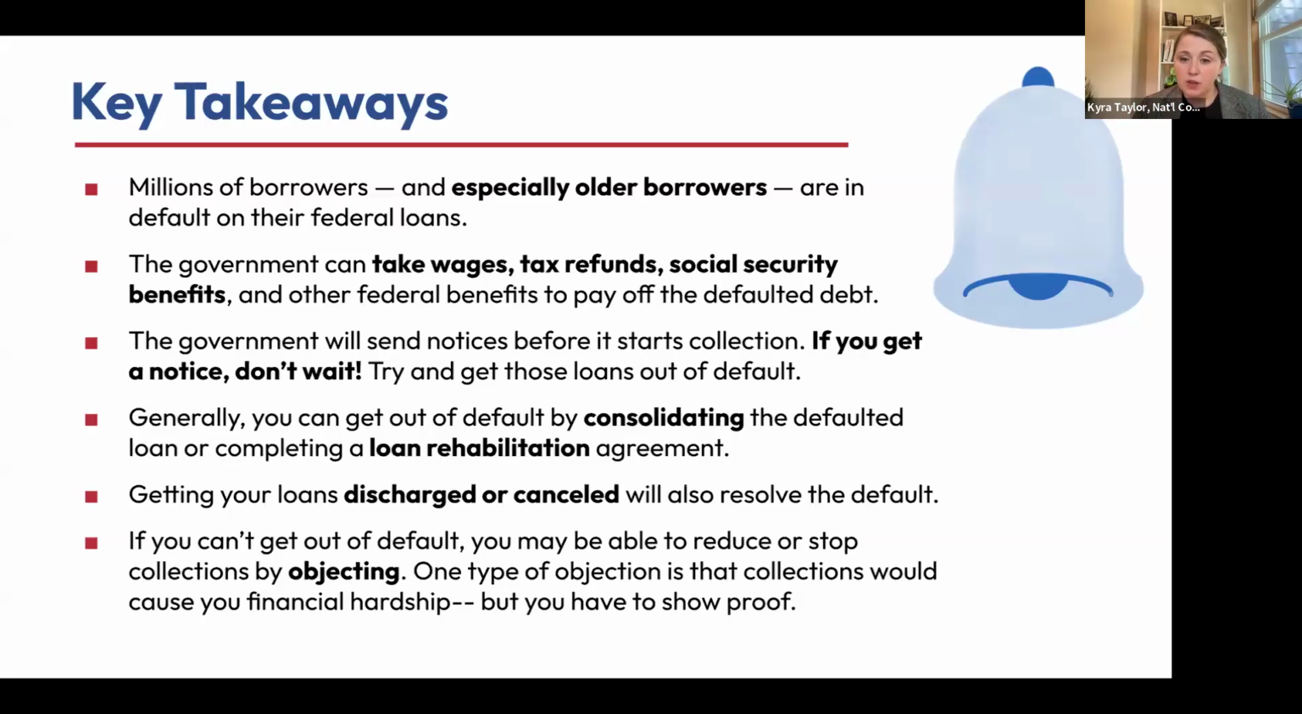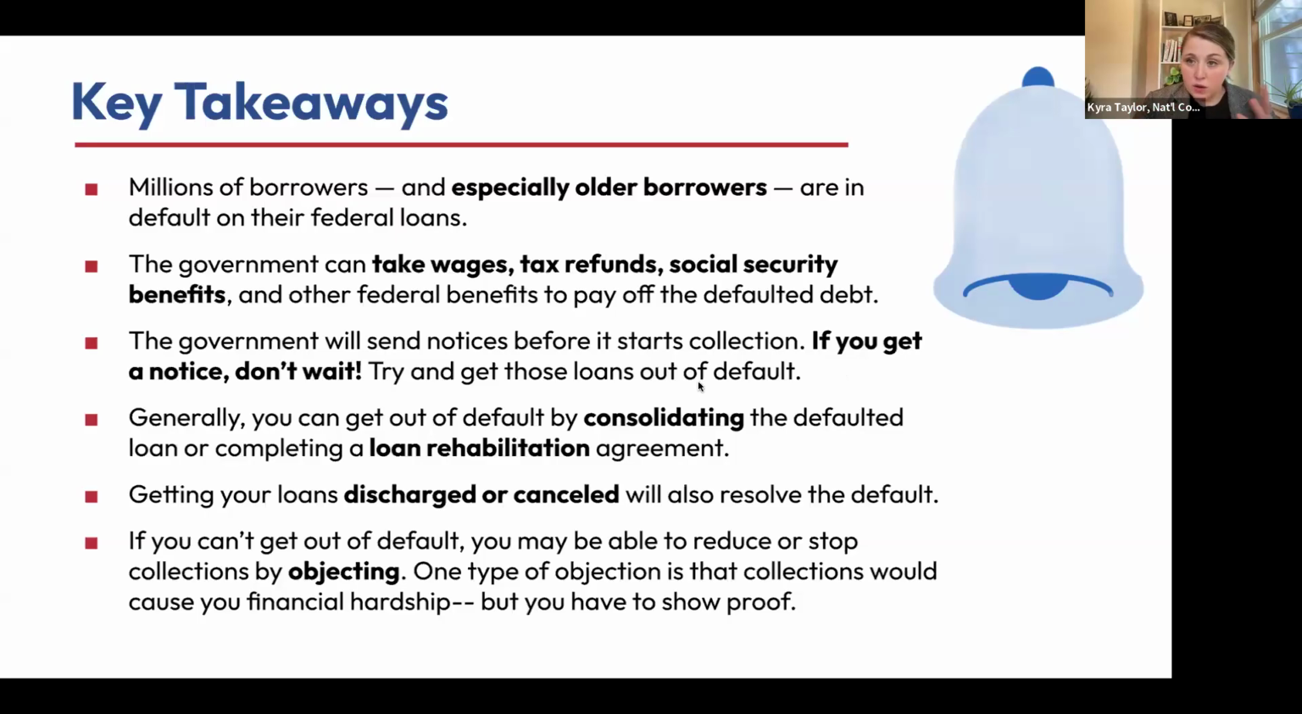Generally, you can get out of default by consolidating the defaulted loan or completing a loan rehabilitation agreement. In addition, getting your loans discharged or canceled will also resolve the default and will stop collections from continuing to occur. If you can't get out of default, you may be able to reduce or stop collections by objecting. One of the objections is that collections would cause you a financial hardship. But again, you have to provide proof, and you're going to need to provide a lot of documentation about all of your bills, all of your financial obligations, etc.